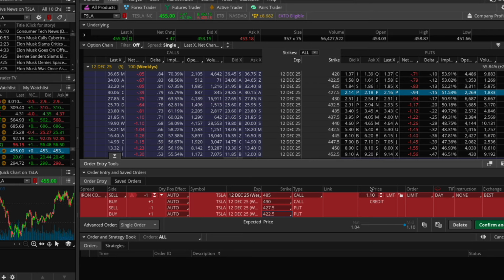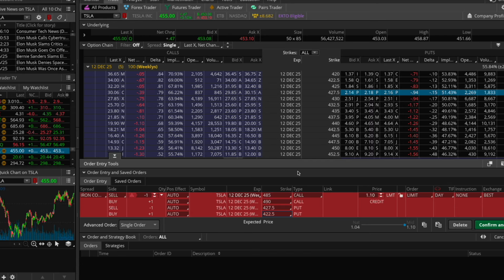Now, the system automatically calculates the mid-price credit of 1.1, meaning that $110 gets dropped into our account right then and there when we make the trade. That's the most amount of money that we can make. And technically, we can lose up to $1,000 because that's the difference on each side, the call side and the put side. However, in effect, our maximum loss is still $500.